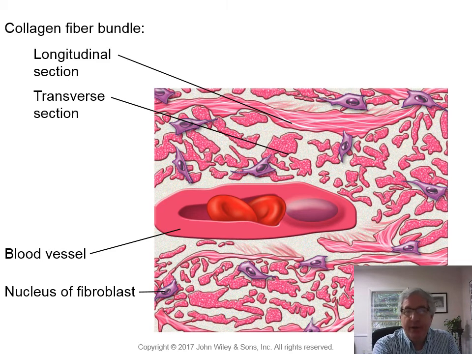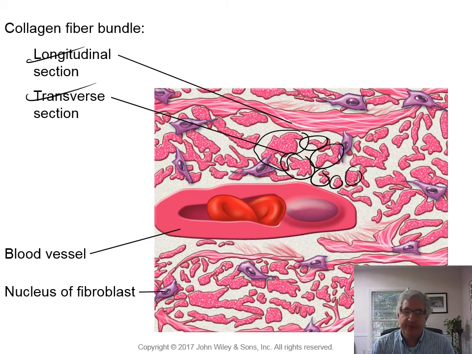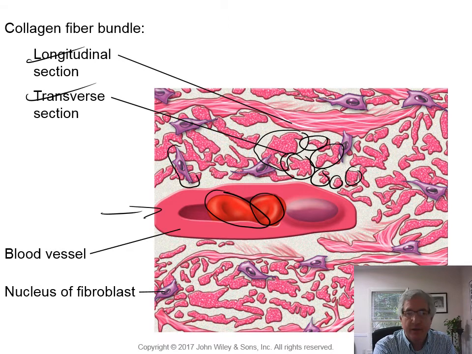Here's a diagram out of your book. There's a longitudinal section there, and transverse sections through here, here, here, here. These are all more or less transverse sections through various bundles of collagen fibers. There's a blood vessel here, a red blood cell there, another red blood cell here. And there's a fibroblast. The kind of shiny middle part there is the nucleus. So here's a fibroblast with its nucleus.